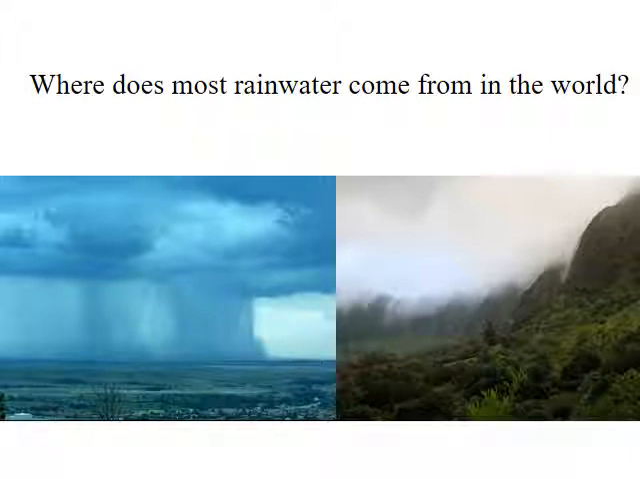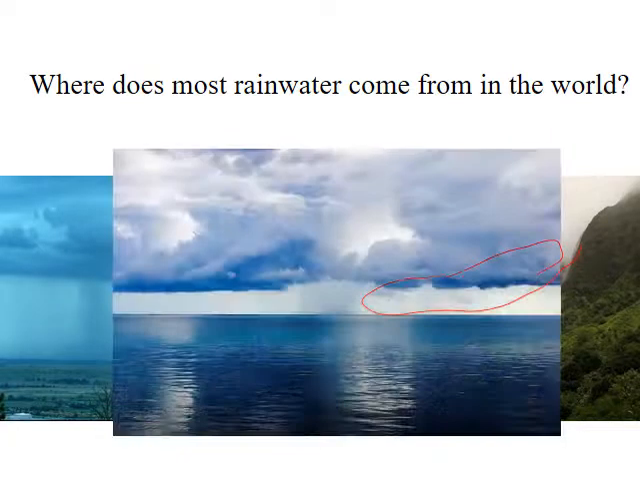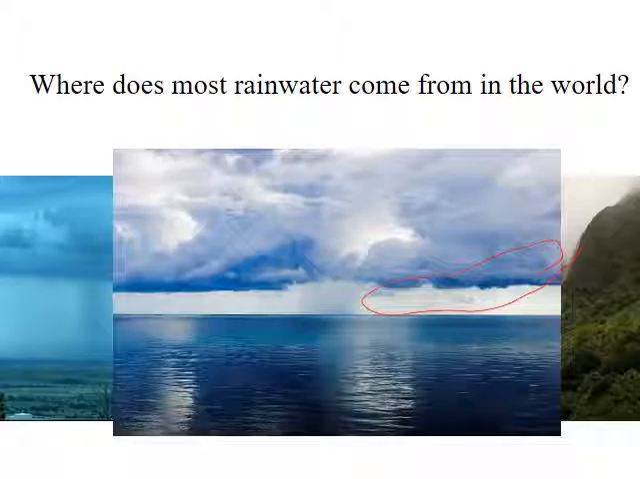So let's talk more about freshwater. Specifically, let's talk about rainwater. You can see here a picture of rain on the left-hand side, and you can see that general fog or mist that forms over high vegetation areas like tropical islands and tropical rainforests and things of that nature. So where does most of the rainwater originally come from? Well, the answer is actually relatively simple. It comes from the oceans.